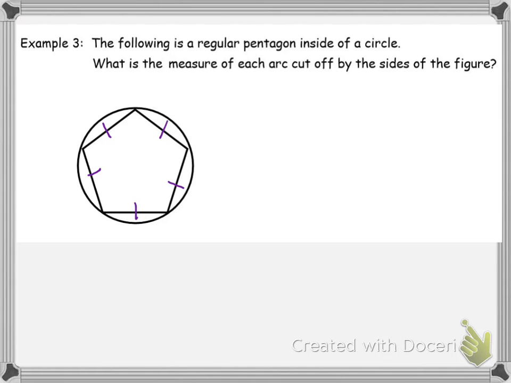So basically here what you have is 5 equal arcs that are all opposite these congruent sides from your pentagon. So if they're all congruent, and they all have to total 360 degrees, if you wanted to find the measure of just one of them, take your total, 360, and divide by your 5 to get your solution. So each arc on this one would be a total of 72 degrees.